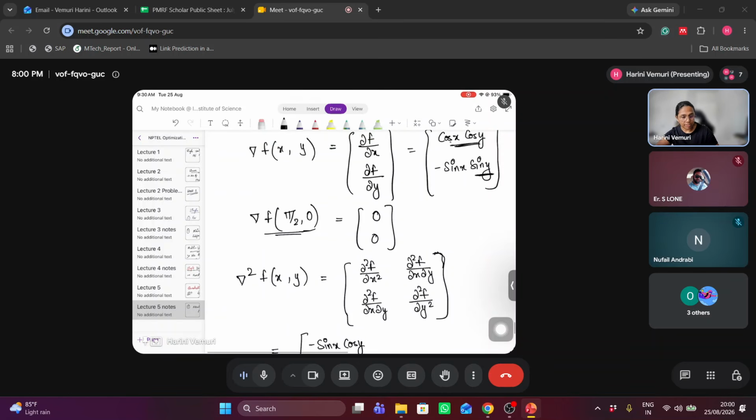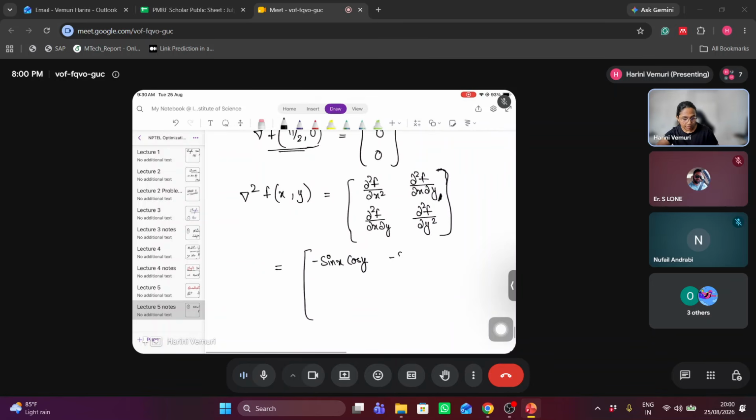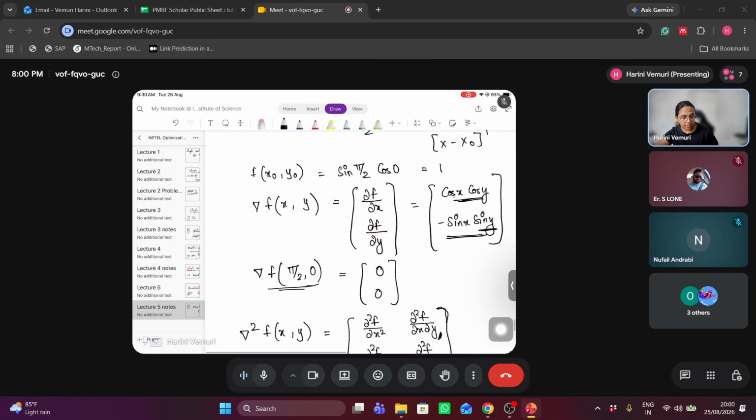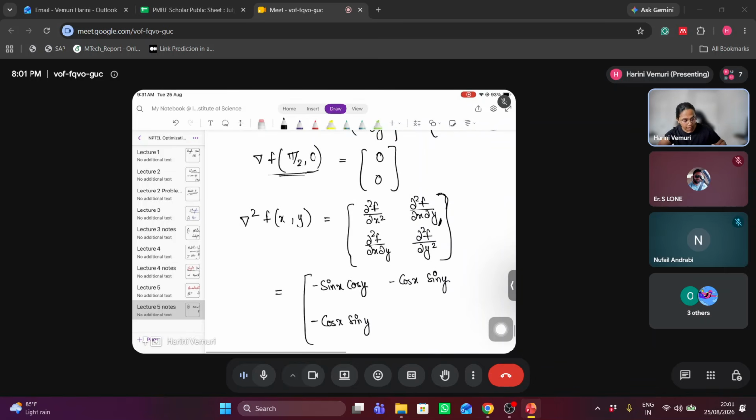Then this one we are partially differentiating with respect to y to get the second term. Differentiation of cos y is minus sin y. So it's minus cos x sin y. These two are same, so I'll just keep cos x sin y. Then we differentiate this with respect to y, partially. Differentiation of sin y is cos y. We don't have any other term. So this is minus sin x cos y.